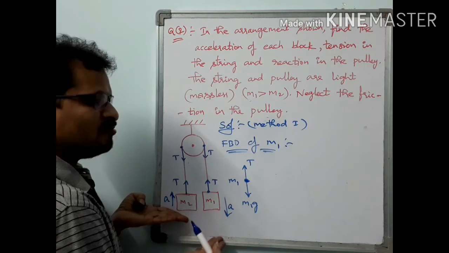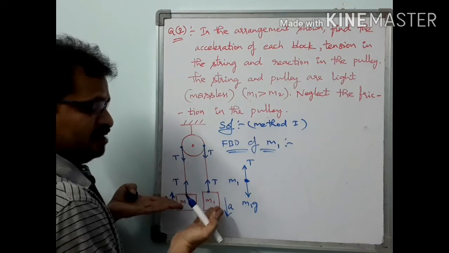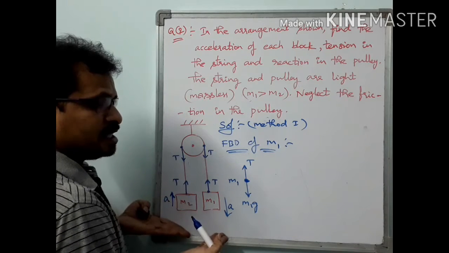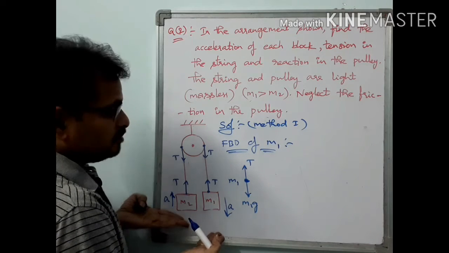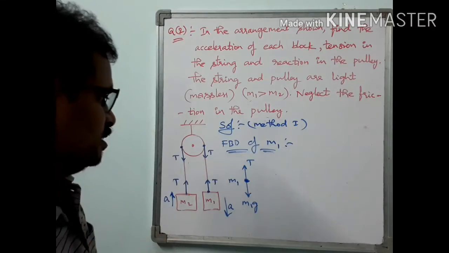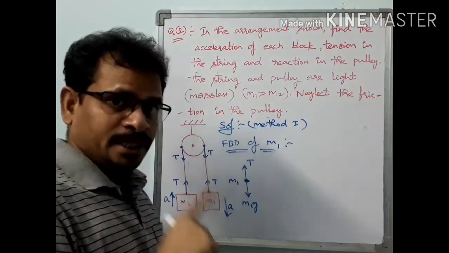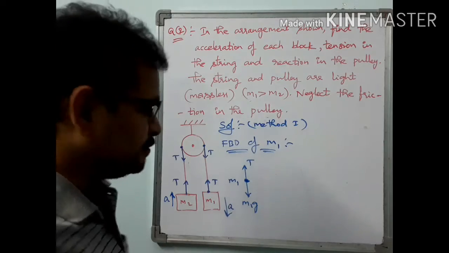How much distance M1 moves, that same distance M2 has to move up. With what velocity M1 moves down, with the same velocity M2 moves up. With what acceleration M1 moves down, with the same acceleration M2 has to move up. It is constrained motion, okay. Go to the theory part once. If you didn't go to the theory part, look at the theory part and again come to the problems here, okay.